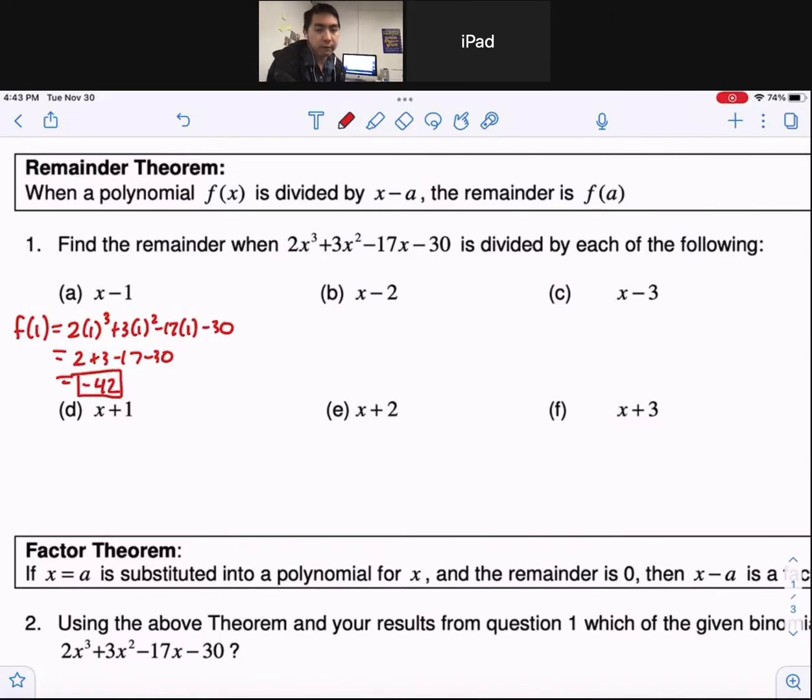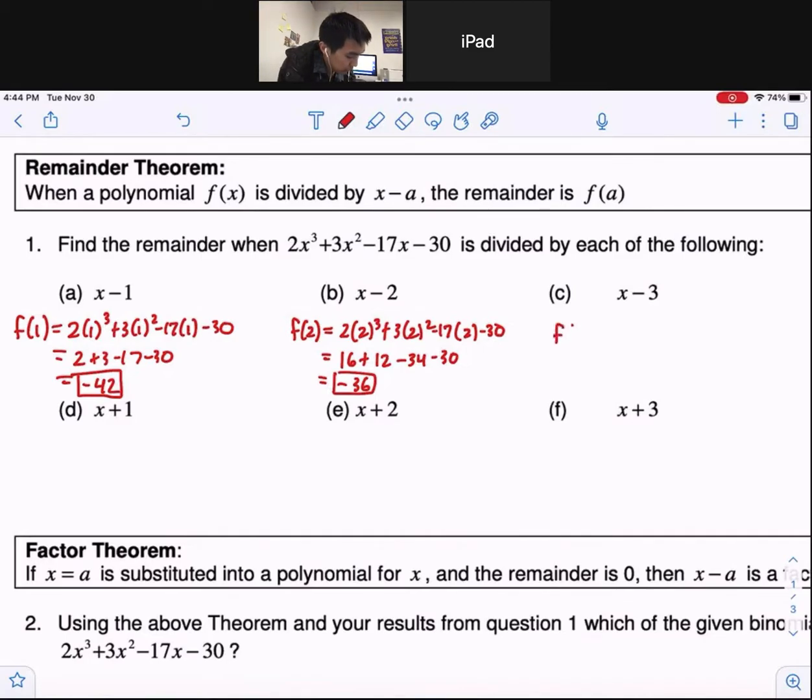Now, if you did this for every single problem, you would also find the remainder as well. So if you substitute in 2 into this one, because the opposite of negative 2 is 2, plug in 2 into that equation, and if you simplify this, you would get negative 36, and then so on. So you just substitute in the opposite number, and you would find the remainder.